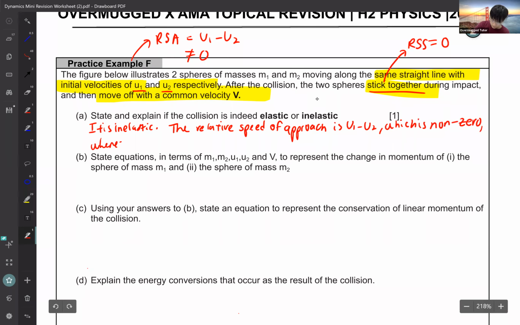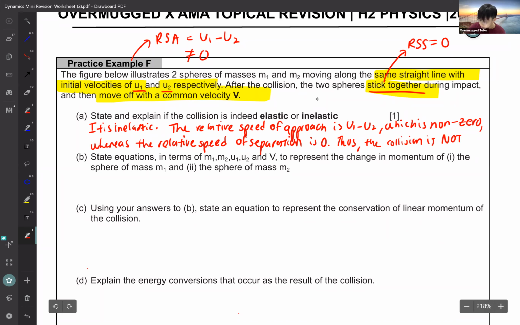Whereas the relative speed of separation is 0. Thus, the collision is not elastic. That's it. I think quite easy, right? Quite doable. Okay. Yeah, that's how you should answer E.